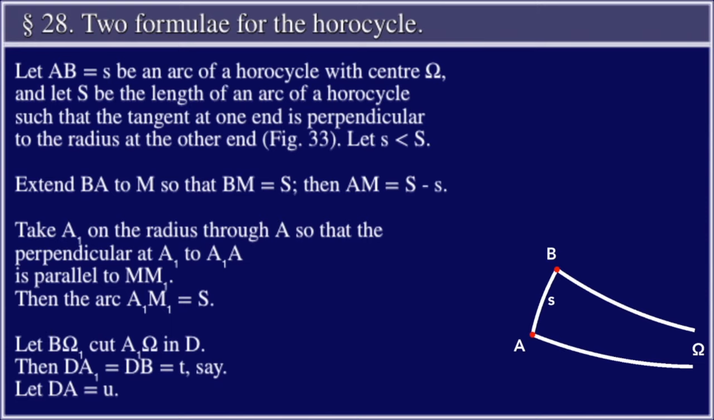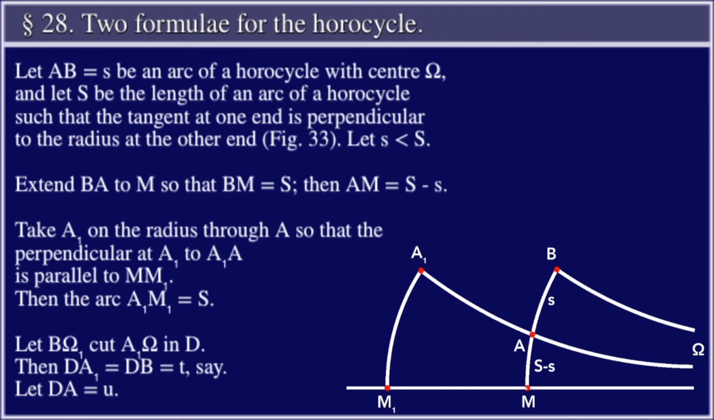Let AB equal to small s be an arc of a horocycle with center omega, and let capital S be the length of an arc of a horocycle such that the tangent at one end is perpendicular to the radius at the other end. Figure 33. Let small s be less than capital S. Extend BA to M so that BM is equal to capital S. Then AM is equal to capital S minus small s.